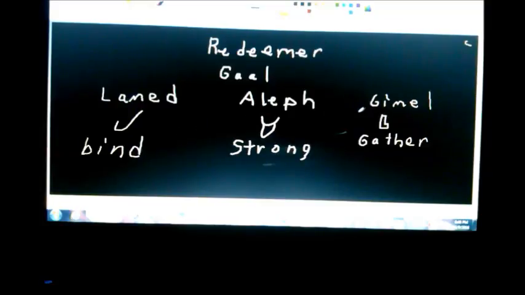So we put the sound of these letters together, we get Gaal, and we put the pictures together, we get to gather and strongly bind someone or something to ourselves.